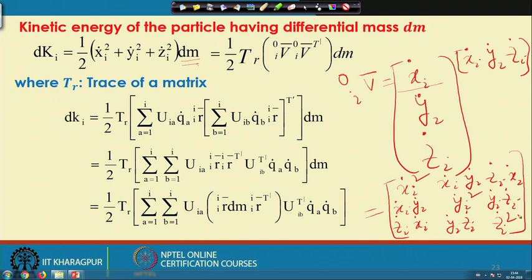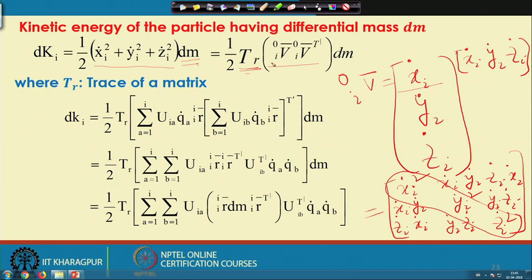Now, here we concentrate only on the diagonal elements, and these diagonal elements are nothing but the trace of this particular matrix. So, x_i dot square plus y_i dot square plus z_i dot square is nothing but the trace of v_i with respect to 0, v_i with respect to 0 transpose, times dm. Now, this dk_i is nothing but half trace of this v_i with respect to 0.